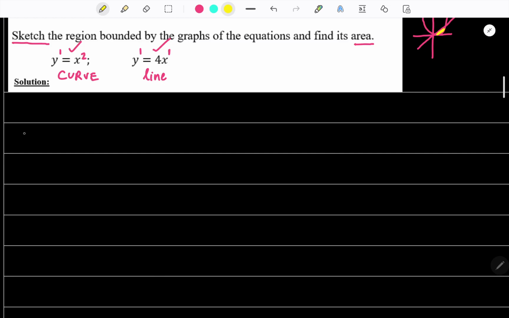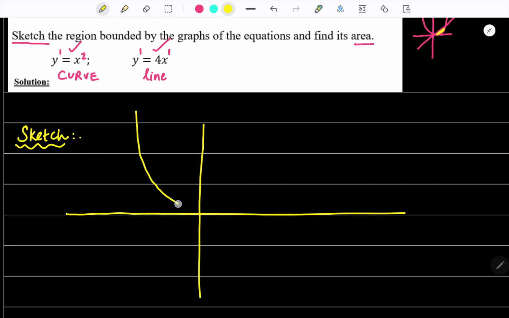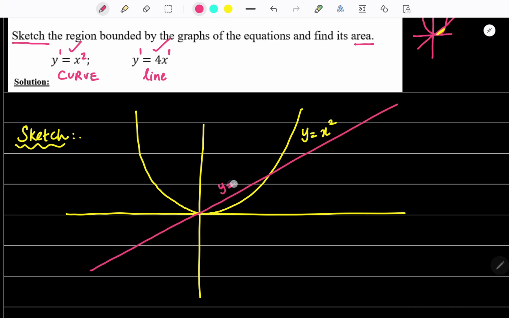So let me draw the first one. Sketch I have to do, right? Yes. So let me draw the sketch. This is the one. y equals x square is a parabola which is projecting upwards, right? And y equals 4x is a line passing through the origin. Let me use another color. y equals 4x. So it touches 2 points here and here, right?